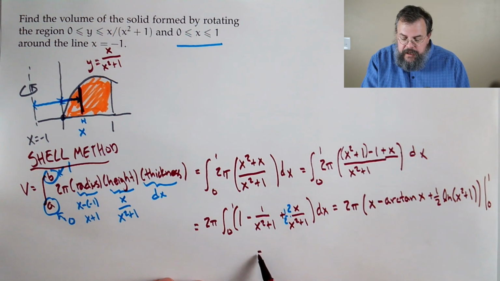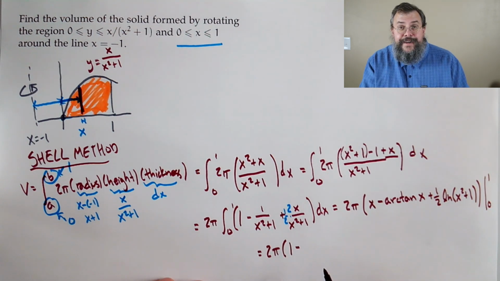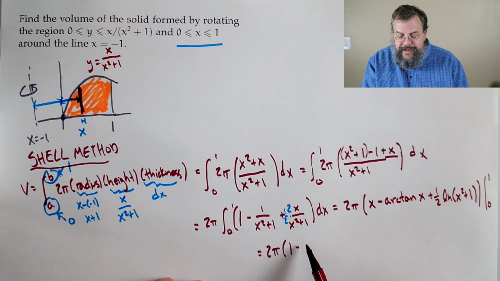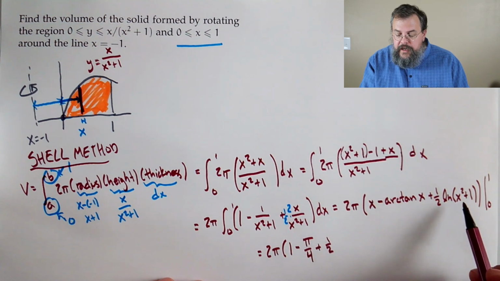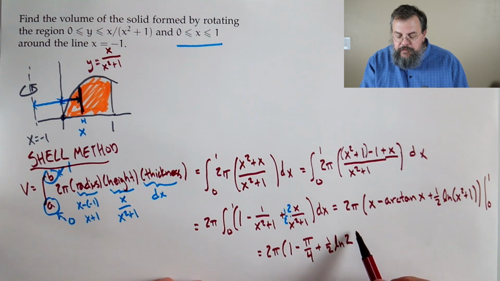Well, if you plug in 1, we get the 2 pi in front, a 1, then minus arctangent of 1. We know what arctangent of 1 is. It's pi over 4. Then plus 1/2 natural log of 1 squared plus 1. Well, that's going to be natural log 2.